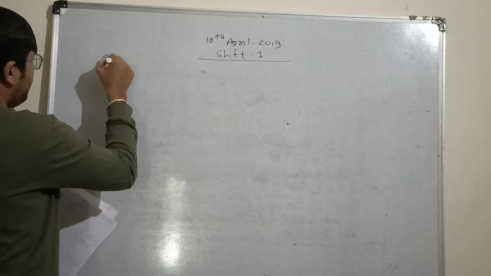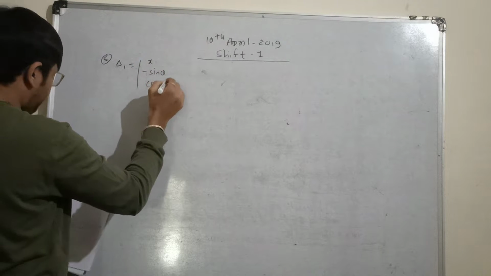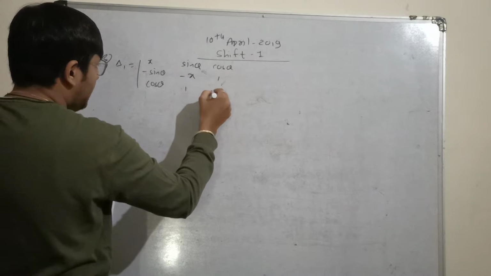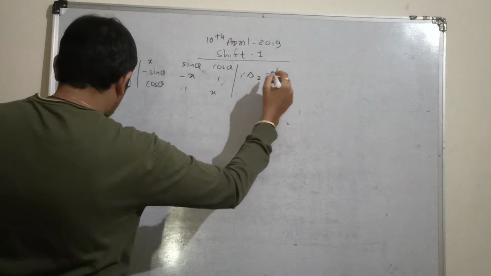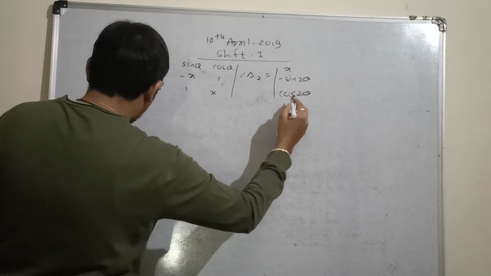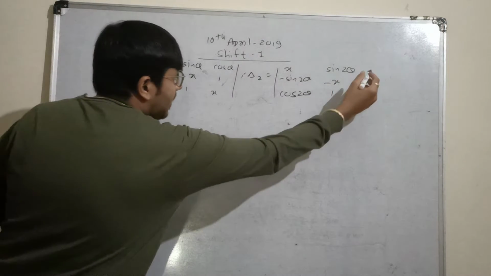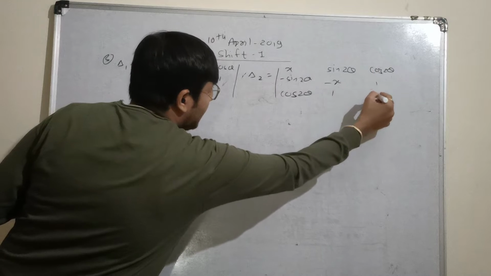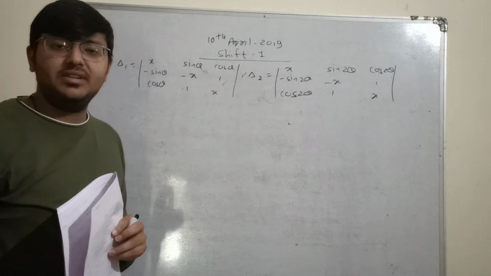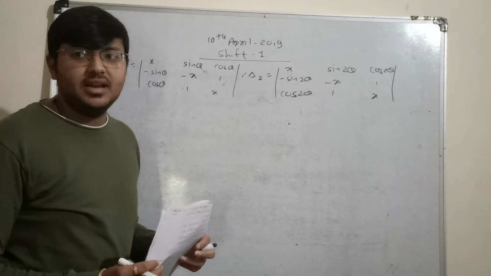नेक्स्ट question के अंदर एक determinant दिया हुआ है, delta 1 is x minus sin theta cos theta, sin theta minus x 1 cos theta 1 x, delta 2 है x minus sin 2 theta cos 2 theta sin 2 theta x minus 1 and cos 2 theta 1 and x, this we have given. And हमें delta 1 plus delta 2 और delta 1 minus delta 2 के बीच का relation find out करना है. तो उससे पहले we have to find out the values of delta 1 and delta 2. So let's go with that.